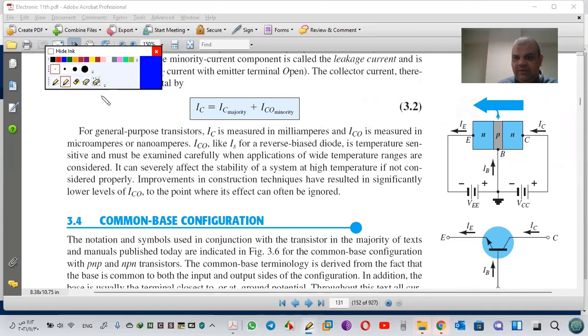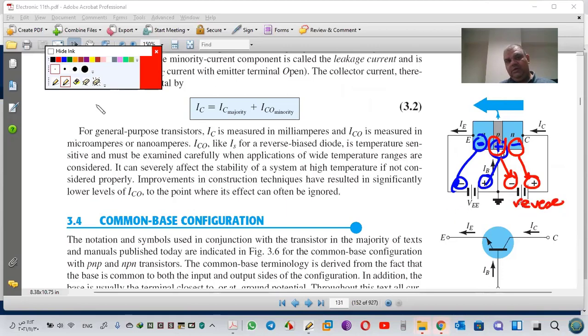And let's see the voltage here. Negative with negative is forward. Positive with positive is forward. Good. Second one, positive with negative is reverse. Negative with positive is reverse. So here it's reverse. Here it is forward.